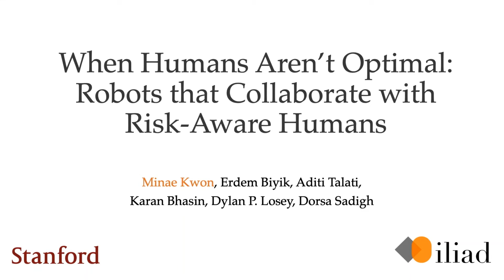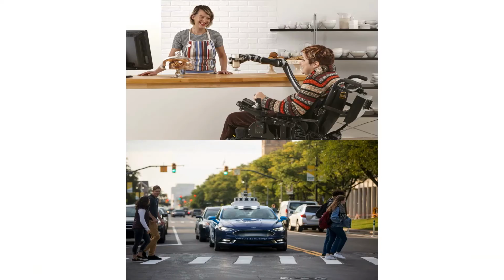I'm Minae, and I'm going to talk about how we can model humans under risk. It's important for robots to be able to understand and anticipate human behavior to create seamless human-robot interaction. One way to do this is to build models of human decision-making.